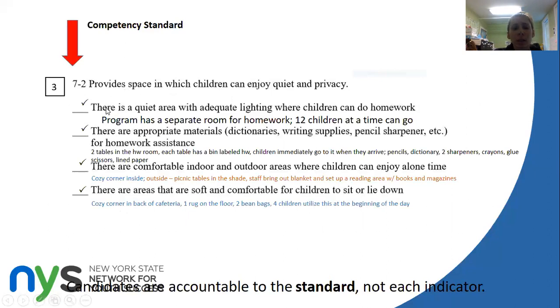So if you'll see here, all of the indicators were checked off, and there are lots of notes to support that the candidate is providing space in which the children can enjoy quiet and privacy. So because we were able to see this consistently, as we see, we have 3 different colors here, which means it was happening on 3 different occasions. We were able to score the standard at a 3.